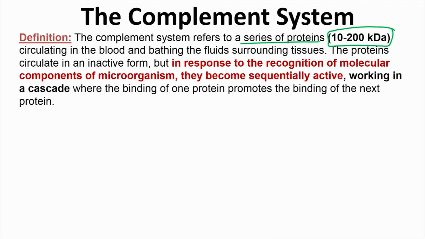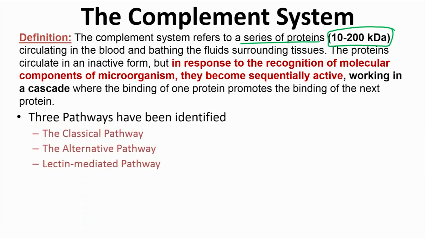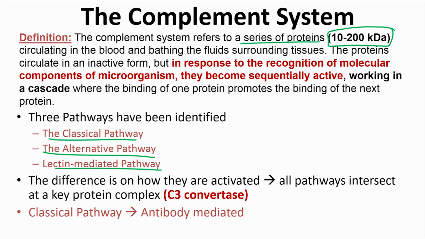These proteins are initially circulating in an inactive form, but if they do recognize some molecular pattern or something foreign, they can become sequentially active, and then they work in a cascade that causes the inflammation to increase. There are three pathways that have been identified: the classical pathway, the alternative pathway, and a lectin mediated pathway. These are different pathways for all these series of proteins, and that is defined by how they are getting activated.